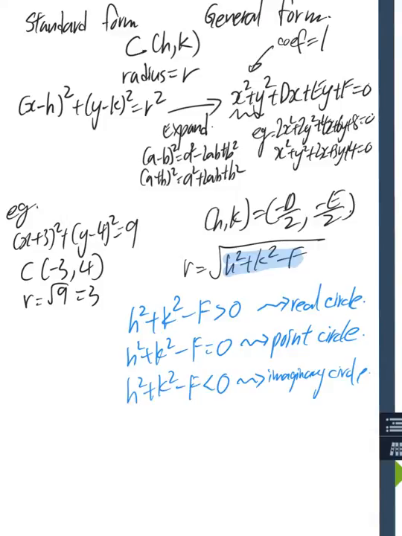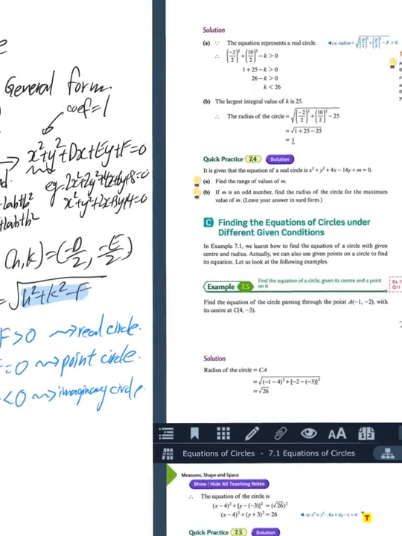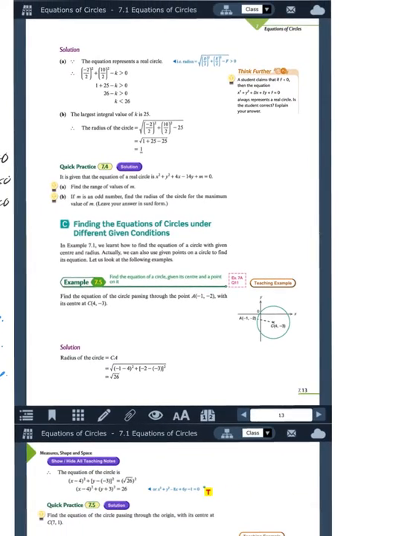This page has already shown what we learned in the last lesson. Today we are going to learn more about the equation of a circle. Part C: find the equation of a circle under different given conditions. No matter what condition the question gives you, what you need to do is find the coordinates of the center, that is h and k, as well as the radius. Once you have these two pieces of information, you can write down the equation of the circle quite easily using standard form. Let's see Example 7.5.